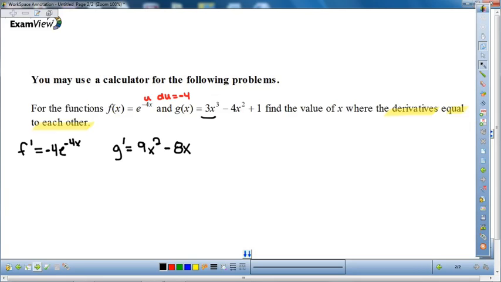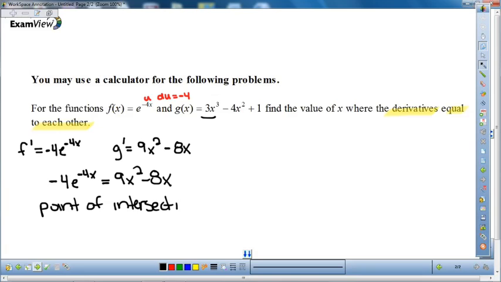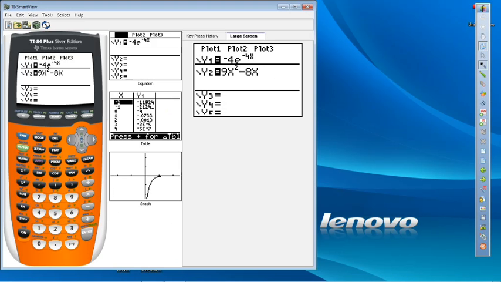So what we want is we want to find where the derivatives are equal to each other. So what we're going to do is we're going to use our calculator to graph both functions, and we're going to look for the point of intersections. So here I have my calculator. So I'm going to graph both derivatives, negative 4 e to the negative 4x, and 9x squared minus 8x.